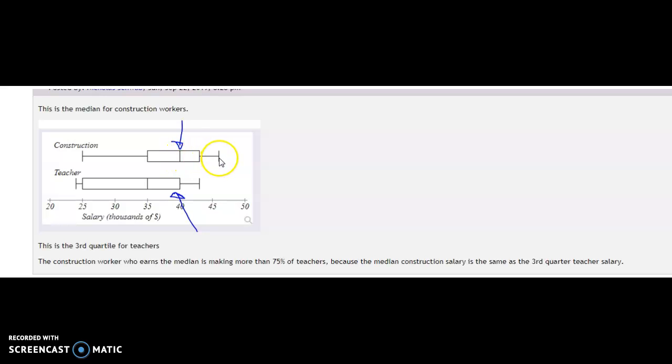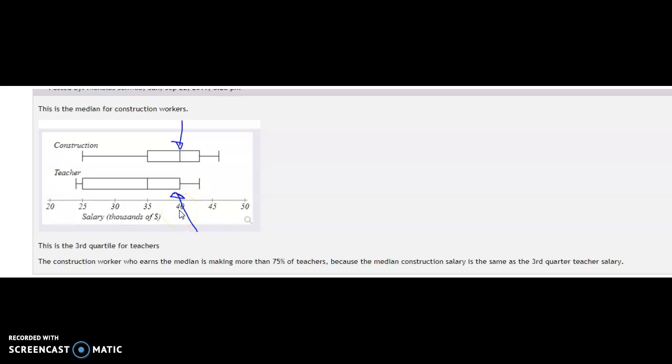For the teacher population, the box plot's a little different, but this is still 25% right here. And this is still 25%, and this is the median salary for teachers. This is the third quartile salary for teachers. So this from here all the way back over here represents 75% of the teacher population and their salaries. So we can say something like 75% of teachers earn less than $40,000.